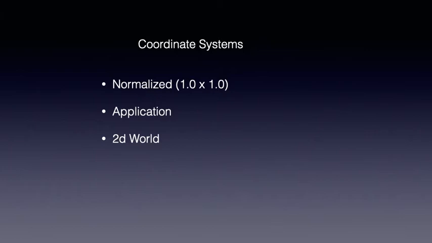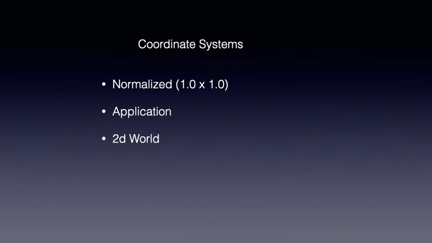Now, the endpoints of the line are defined within a normalized coordinate system. Now, the normalized coordinate system is 1.0 by 1.0 in size. So each point is defined by two floating point numbers.